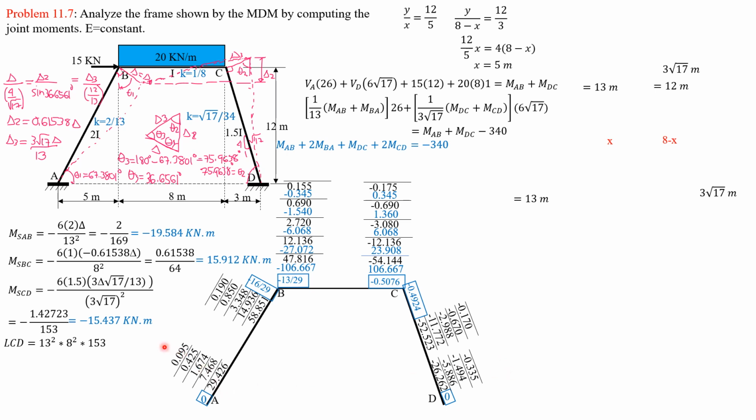So adding these values, we have for the first phase 39.112 at AB. Moment AB is 39.112 kilonewton meter. For BA, 78.224, so this should be negative 78.224. Adding these column values, 68.161, so this should be negative 68.161. And finally, for moment DC, it is negative 34.081.